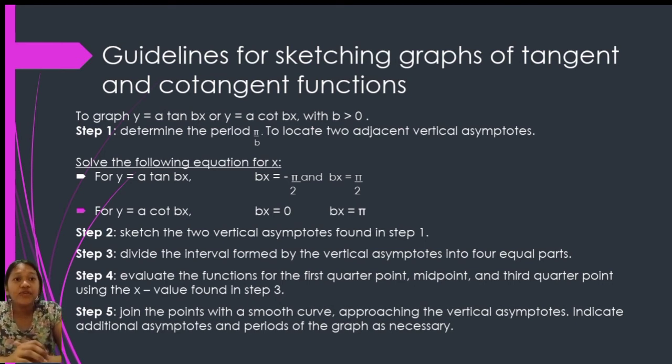Step 4, evaluate the function for the first quarter point, midpoint, and third quarter point using the x values found in step 3. Step 5, join the points with a smooth curve approaching the vertical asymptotes. Indicate additional asymptotes and periods of the graphs as necessary.